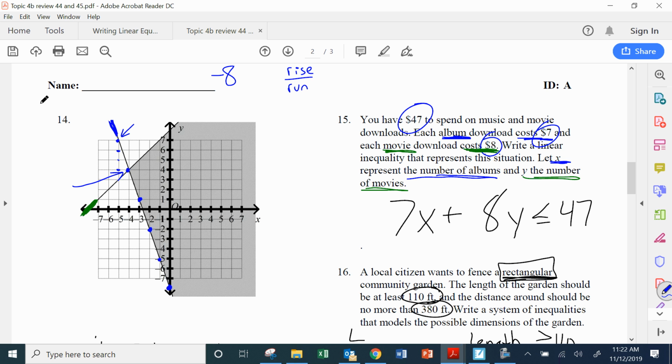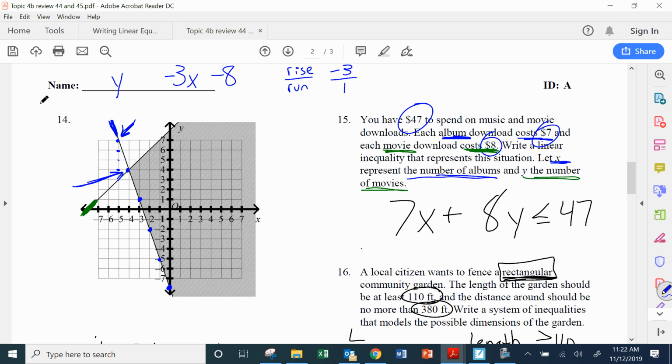So if I go down 3 and over 1, down 3 is a -3, don't forget that. Over 1 is a +1. So basically my rate of change to go from this point to this point is -3 over 1, or just -3. So I write that down, and I just put the x there, because the x is always going to be in the equation. I also know y is going to be in the equation, so I can write that.